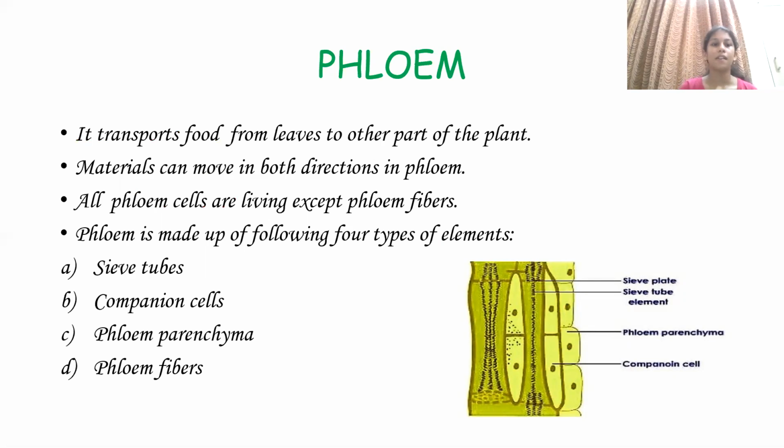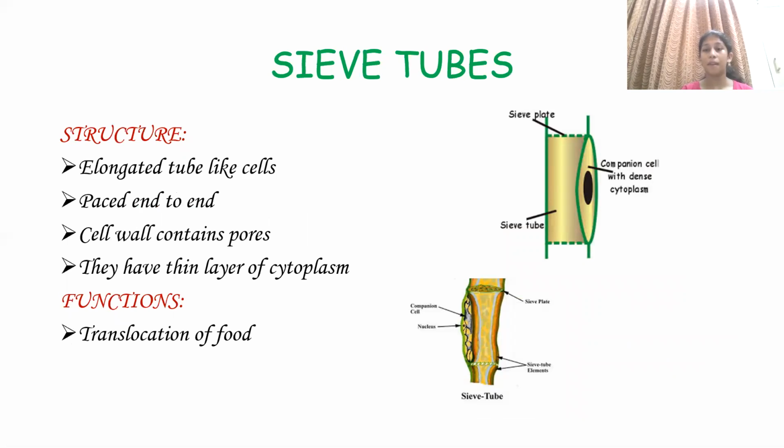Sieve tubes. You can see the image of sieve tubes here. The structure is they have elongated tube-like cells. They are placed end to end. They have a cell wall which contains pores. They have a very thin layer of cytoplasm. The function of sieve tubes is the translocation of food.